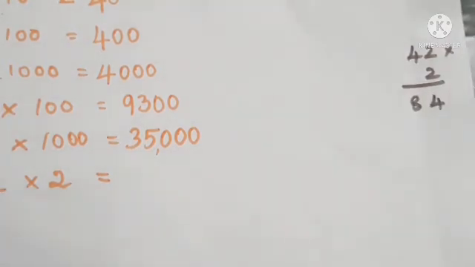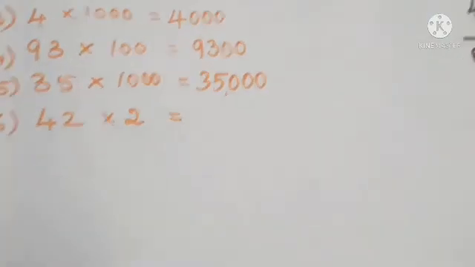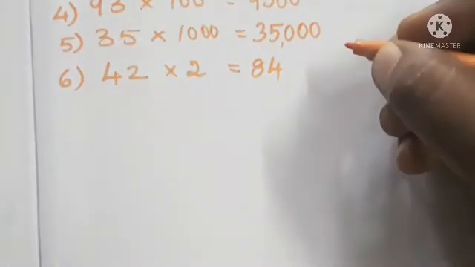So our answer is what, ma'am? 84 is our answer. So if you multiply 42 by 2 means 84 is the answer. So we can write 84. Okay. 84. So if you multiply 42 into 2 it is 84.